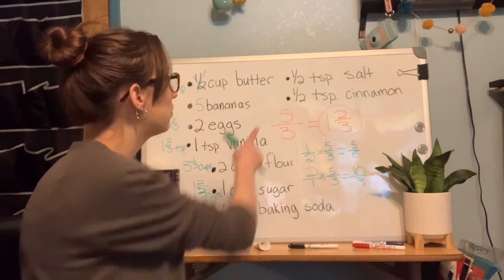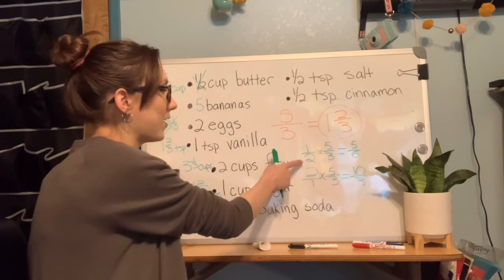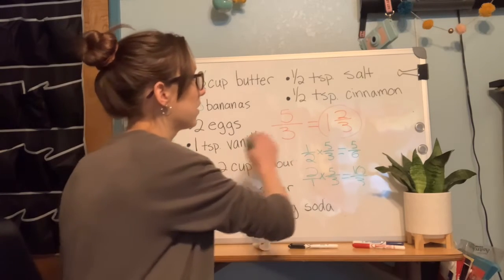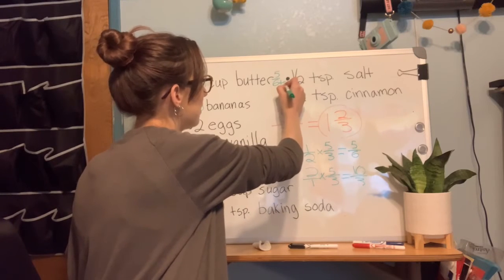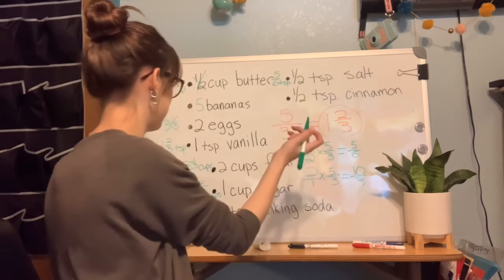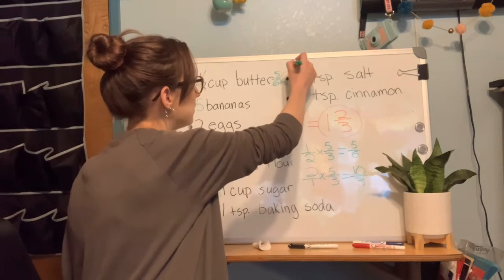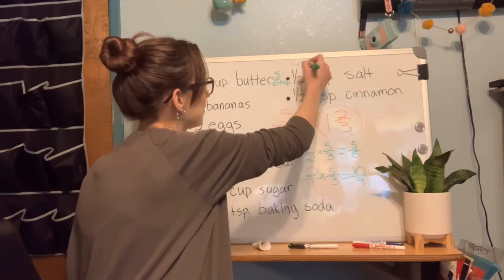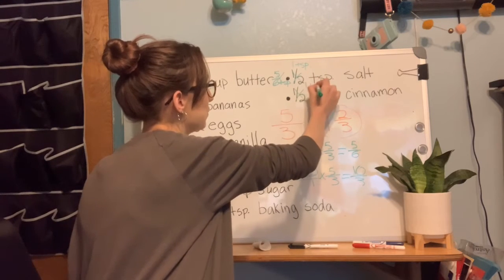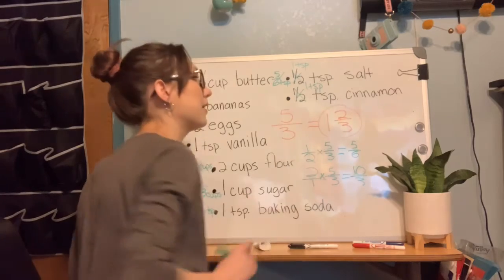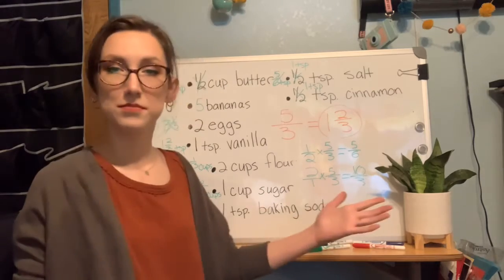Next, we have 1/2 teaspoon of salt and 1/2 teaspoon of cinnamon. We already know what 1/2 times 5/3 is, right? We end up with 5/6 of a teaspoon, which again we'd probably round to be 1 whole teaspoon of salt and 1 whole teaspoon of cinnamon. Okay, and so good job, everyone.